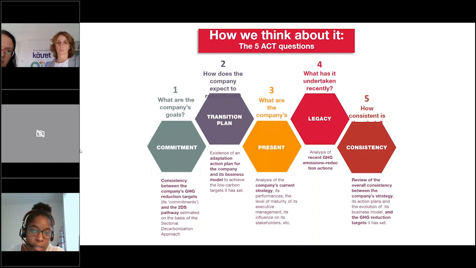So finally, with ACT, we have a means to check if all the elements are consistently aligned and if the right governance, risk management, and business model are changing, considering the level of change required to go through a low carbon transition.